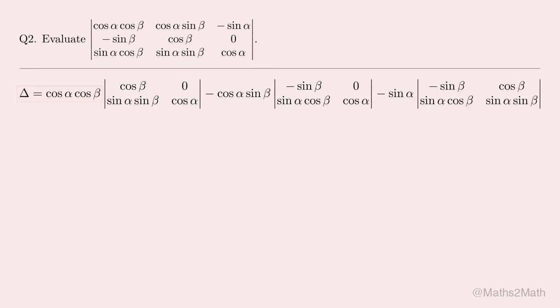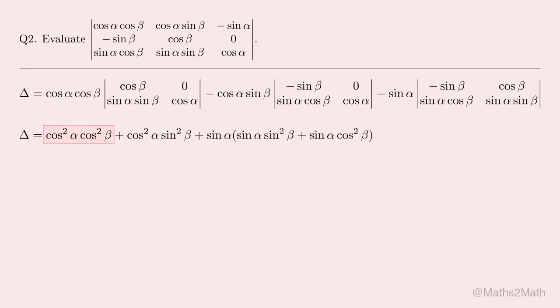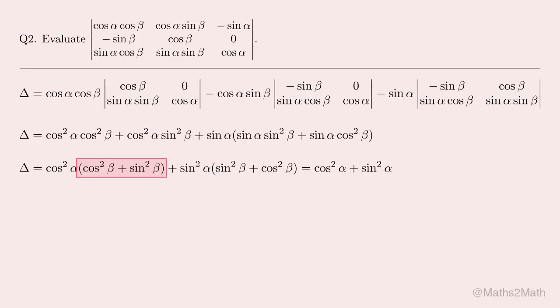Expand along the first row with the 3 minors. The first 2 minors keep their cosine alpha factor. The third bundles into sine alpha times a full square. Factor cosine squared alpha from the first pair and sine squared alpha from the last. Each bracket is sine squared beta plus cosine squared beta, which is 1. And that identity gives exactly 1.